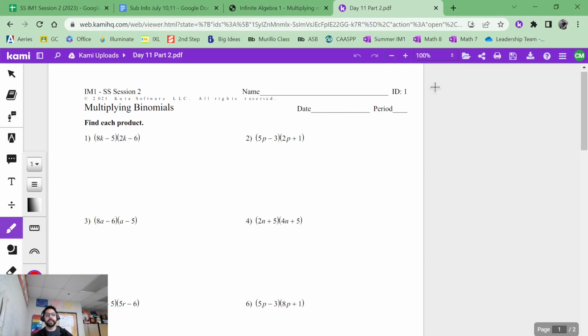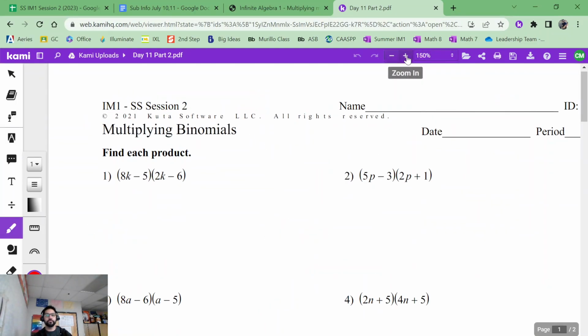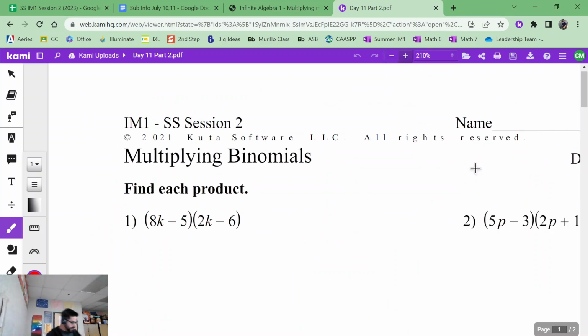All right, we're going to be looking at our part 2 for day 11. It says multiplying binomials. Binomials again means two terms within each parentheses. So 8k is a term, -5 is a term. There's a traditional way called FOIL. Maybe you've seen that before.